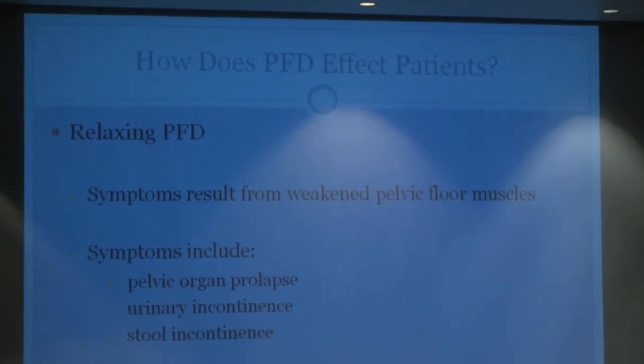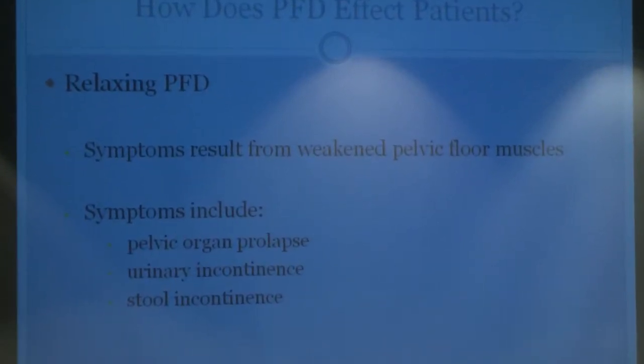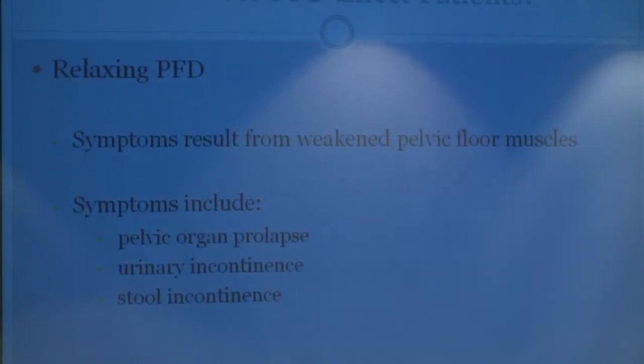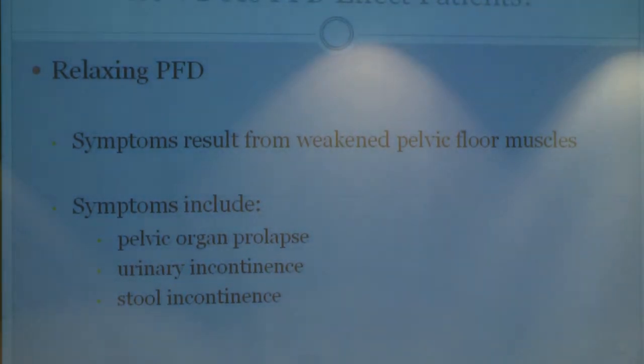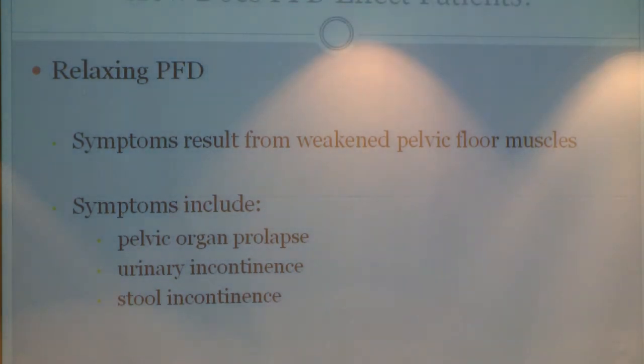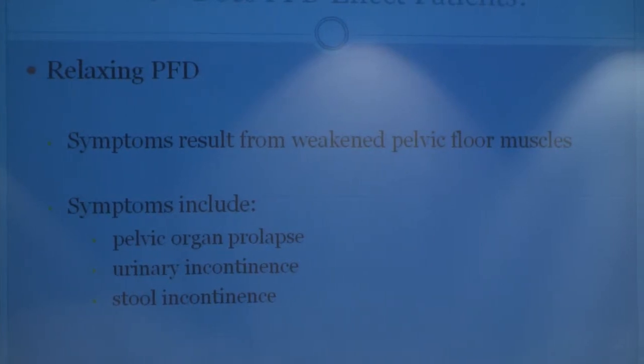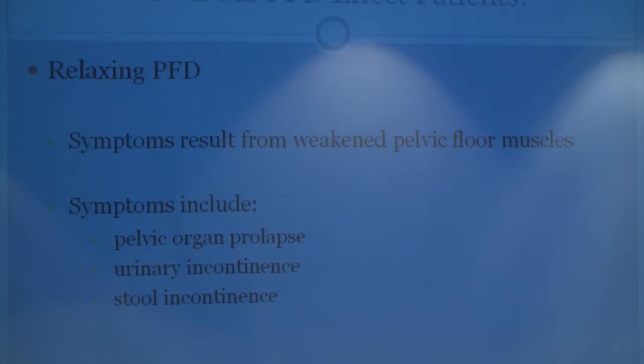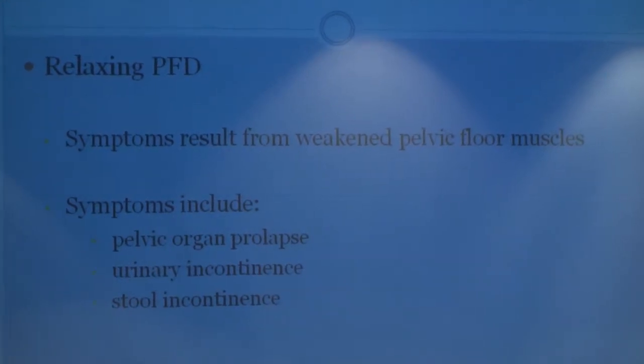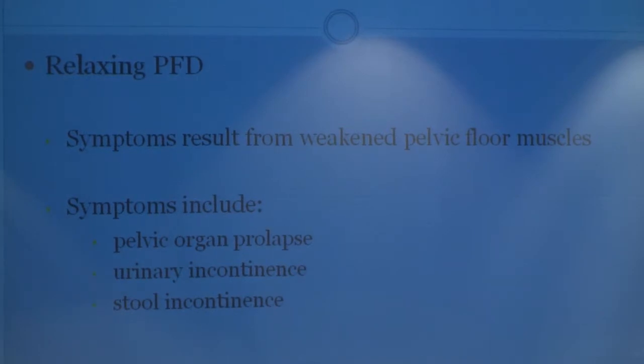So when we're talking about pelvic floor dysfunction, we actually talk about relaxing and non-relaxing pelvic floor dysfunction. Relaxing pelvic floor dysfunction is probably what most of you have heard of in the past, mostly from women who have had babies. We attribute this to aging. And unfortunately, we've kind of thought about this in the past as just a natural part of aging, and it's actually not. There's a lot that we can do to help these patients. So these symptoms result from the weakened pelvic floor muscles. Symptoms include pelvic organ prolapse, urinary incontinence, and also stool incontinence.